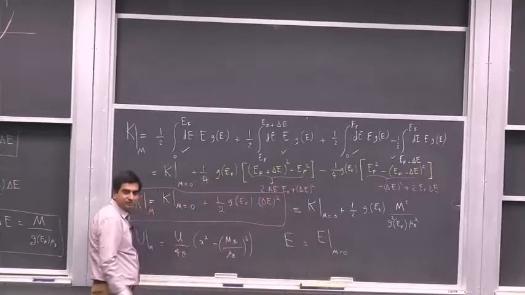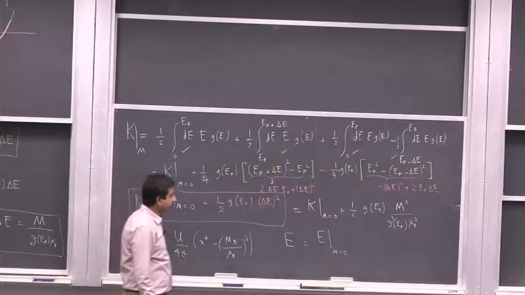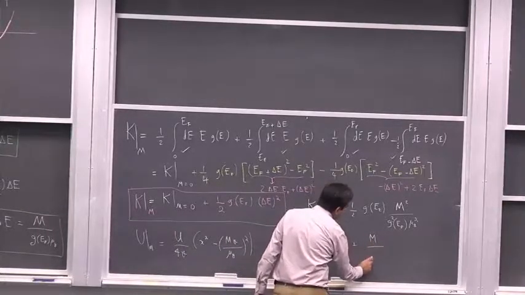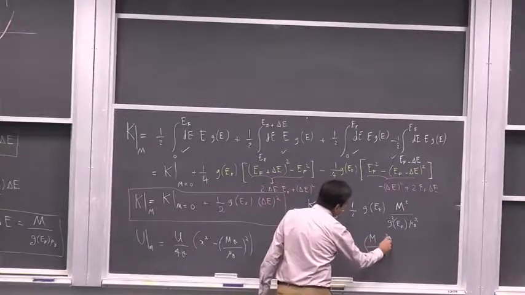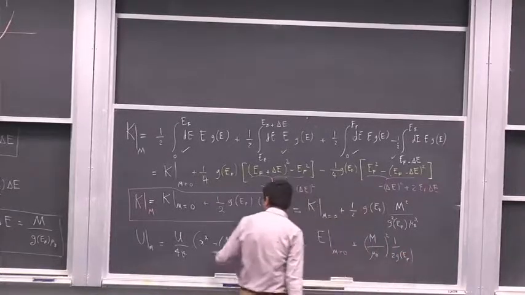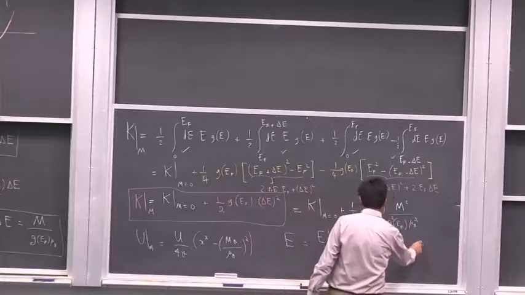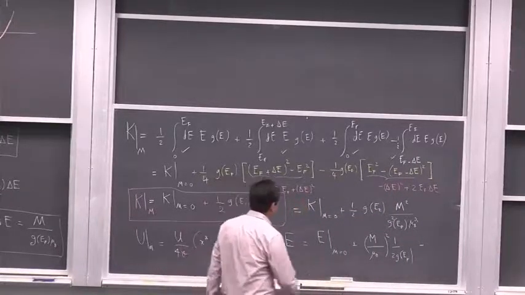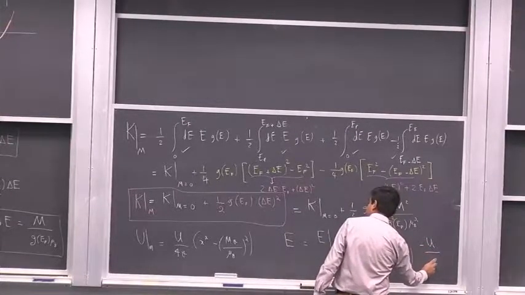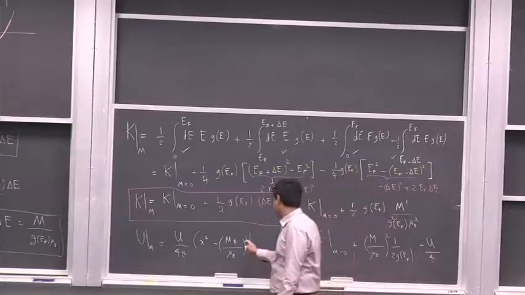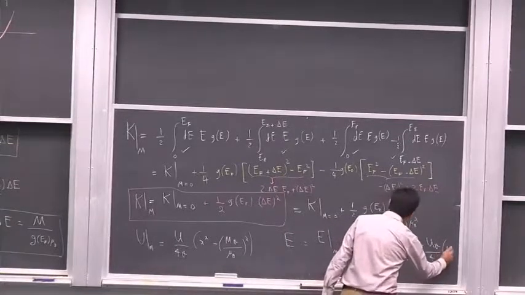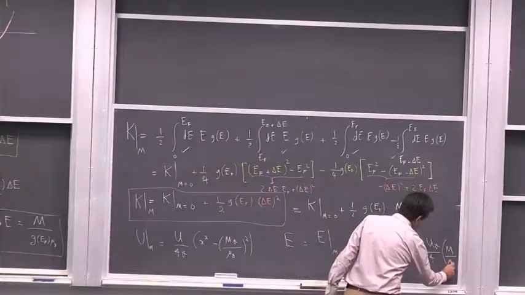This is some constant plus (M over mu B) squared, 1 over 2 G(E) at EF, minus this thing here, minus U over 4, this is V squared, so I get U V over 4, (M over mu B) squared.